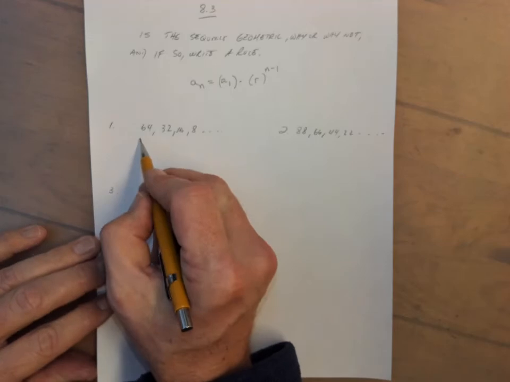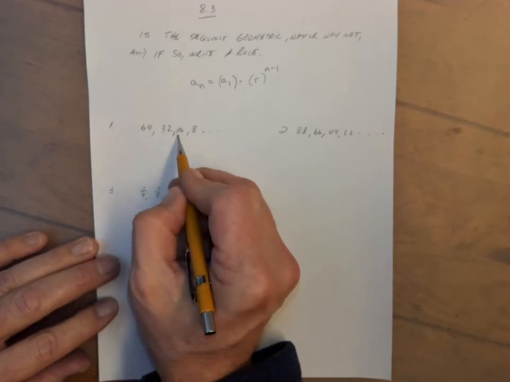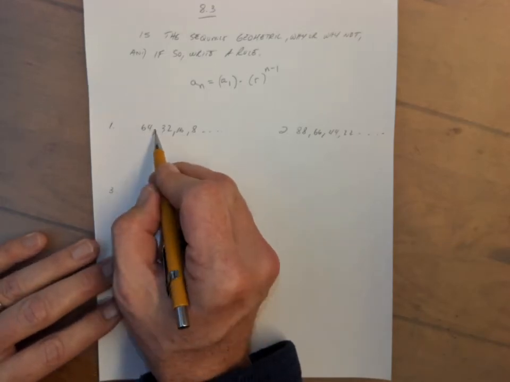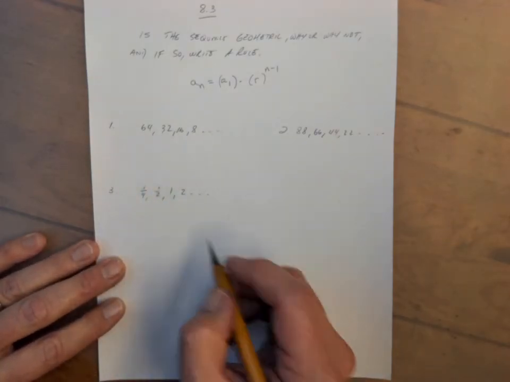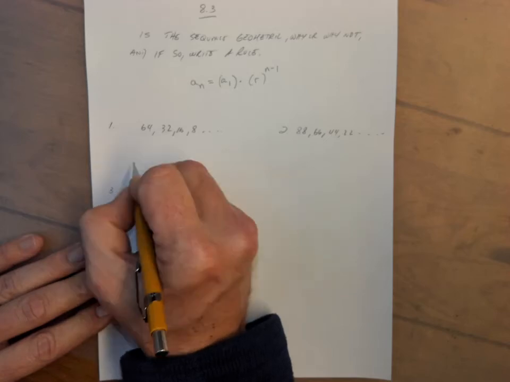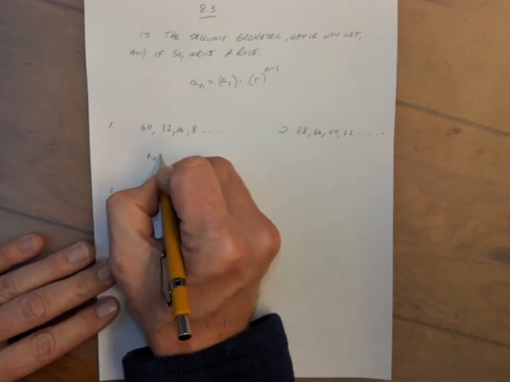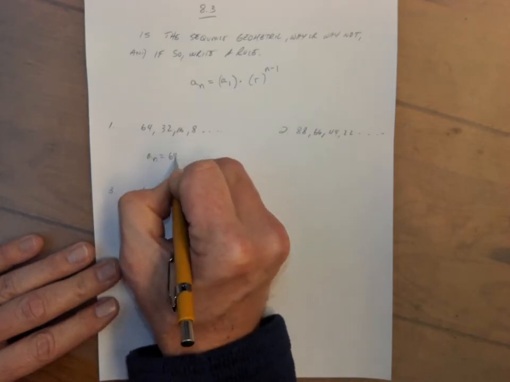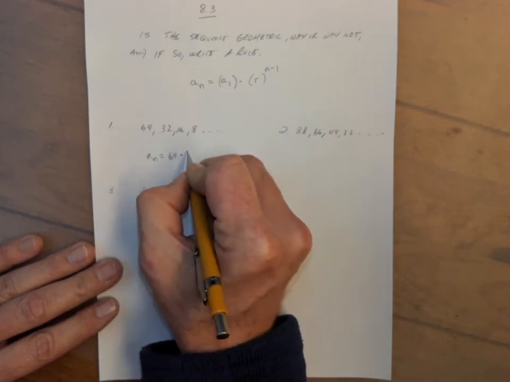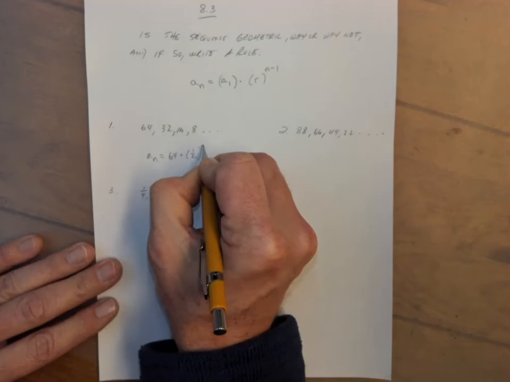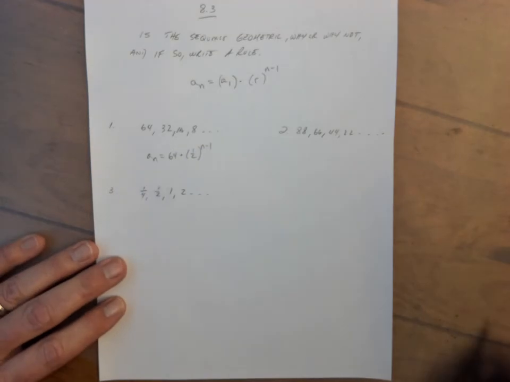So here I look and I see 64, 32, 16, 8, and I notice that I'm multiplying by 1/2 each time. So yes, we have a geometric sequence. So a sub n equals 64, our first term, times the common ratio, 1/2, raised to the n minus 1.